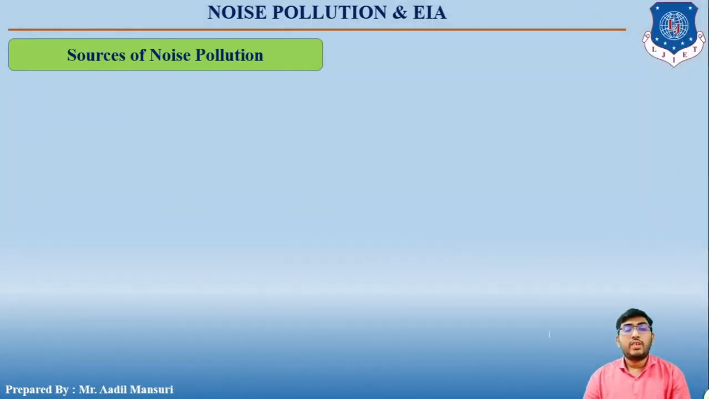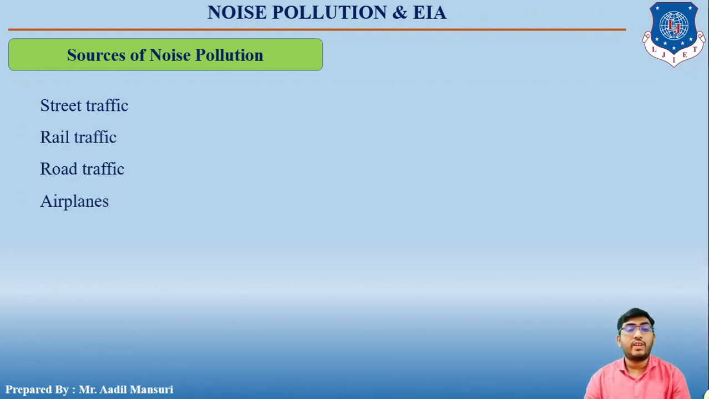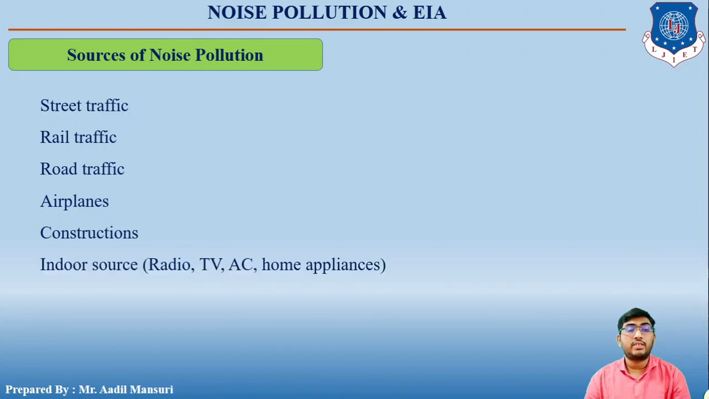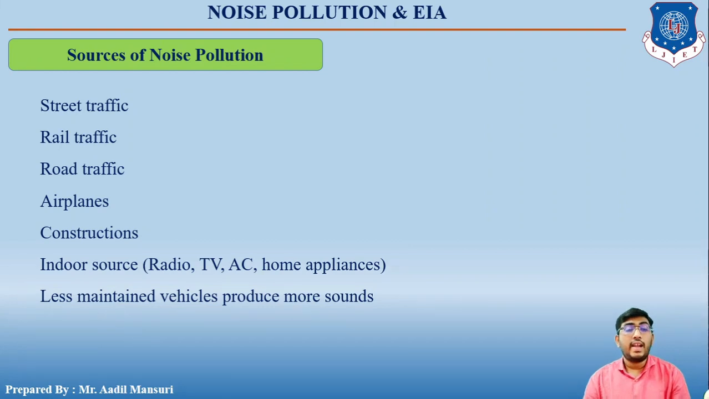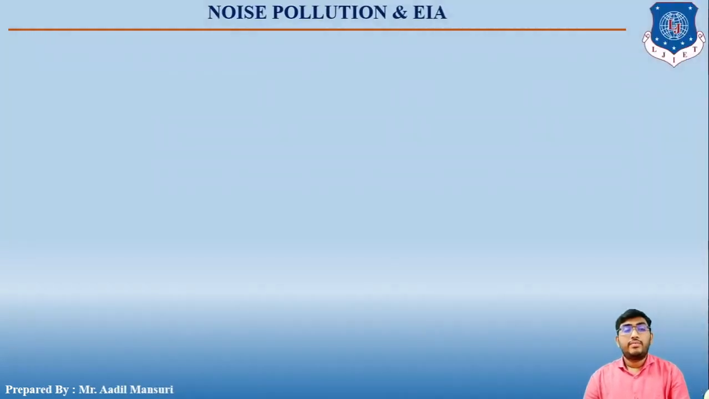So what are the different sources? The first one is street traffic, rail traffic, road traffic, airplanes, construction. Indoor sources are radio, television, AC, home appliances, and less maintained vehicles produce more sound. Okay, so let us move ahead.